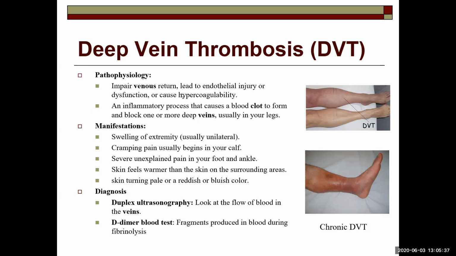So impaired venous return leads to endothelial injury, dysfunction, and hypercoagulability. So you're going to have coagulation taking place in this case. So blood clots could be in there, and then if this is the issue, your leg will swell. The calf will swell. So swelling is most likely unilateral rather than bilateral, by the way. Now, that's how you can tell if it's DVT or if it's right heart failure, for example.